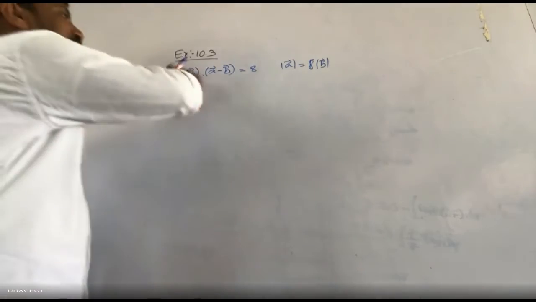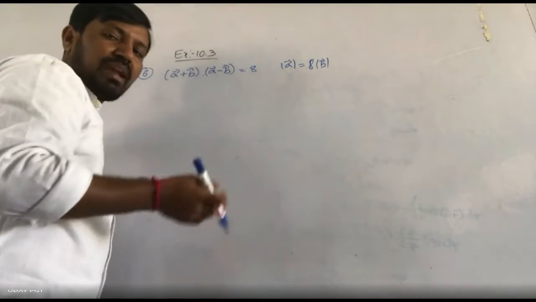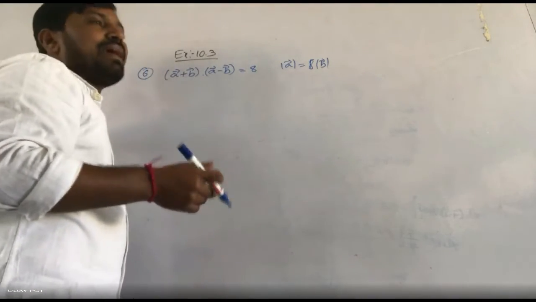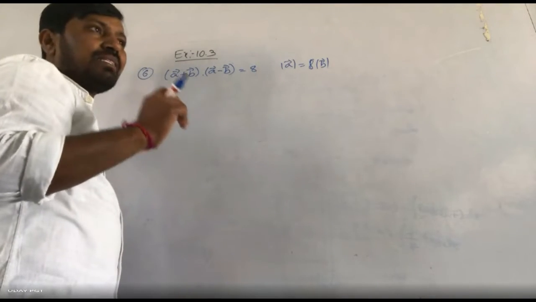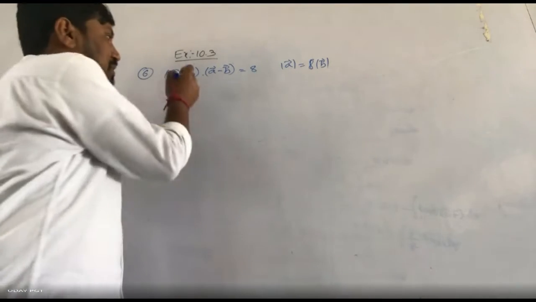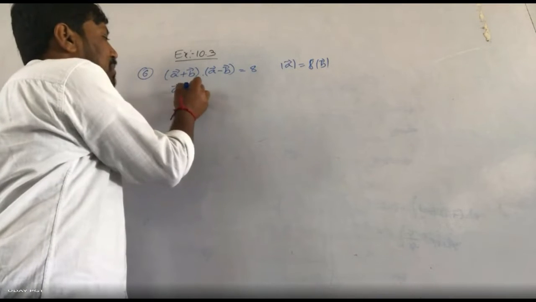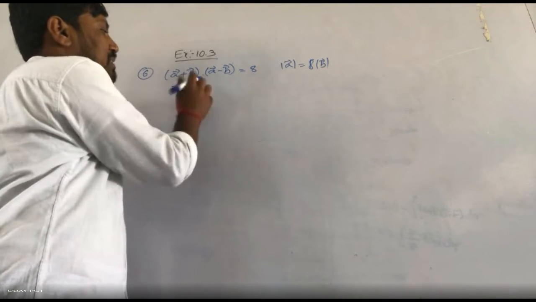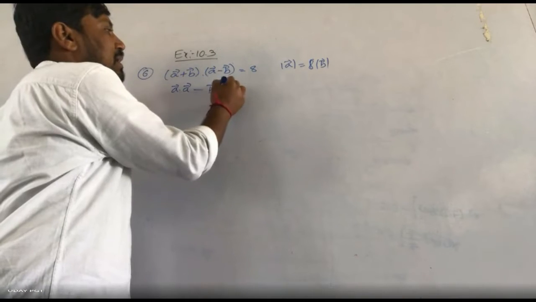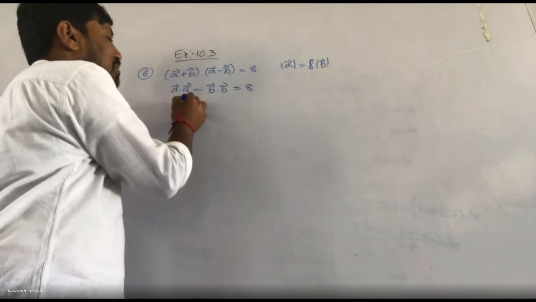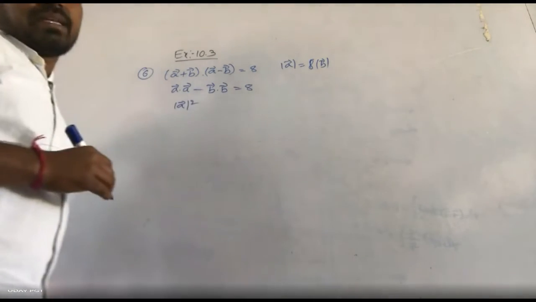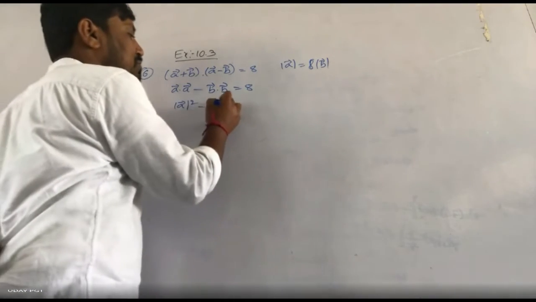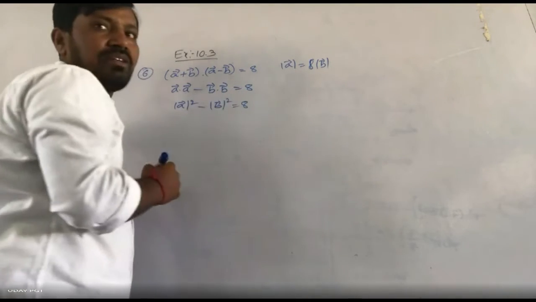When you take the (a plus b) into (a minus b) formula, you can use it because the dot product satisfies the commutative property. So we get a bar dot a bar minus b bar dot b bar. a bar dot a bar can be written as magnitude of a bar square, minus magnitude of b bar square, is equal to 8.